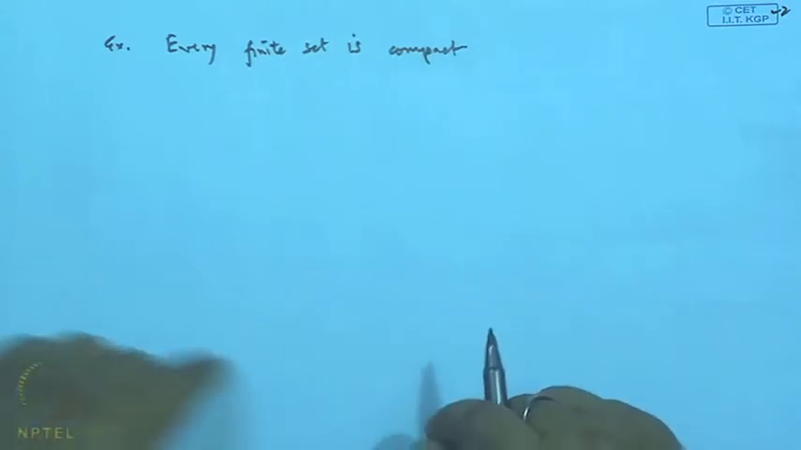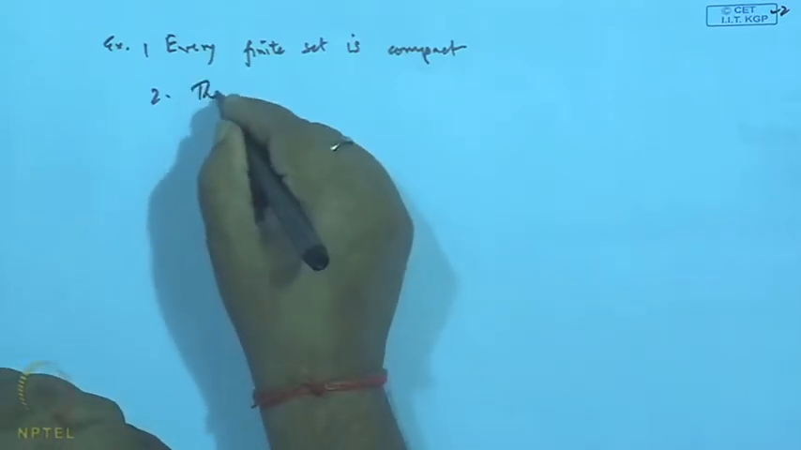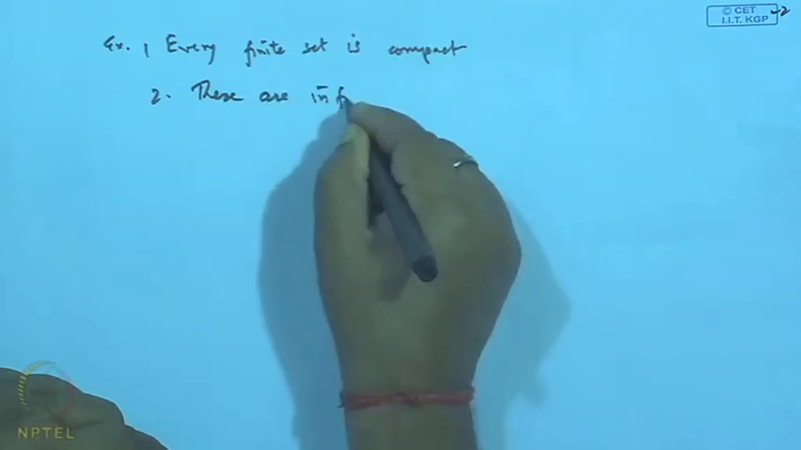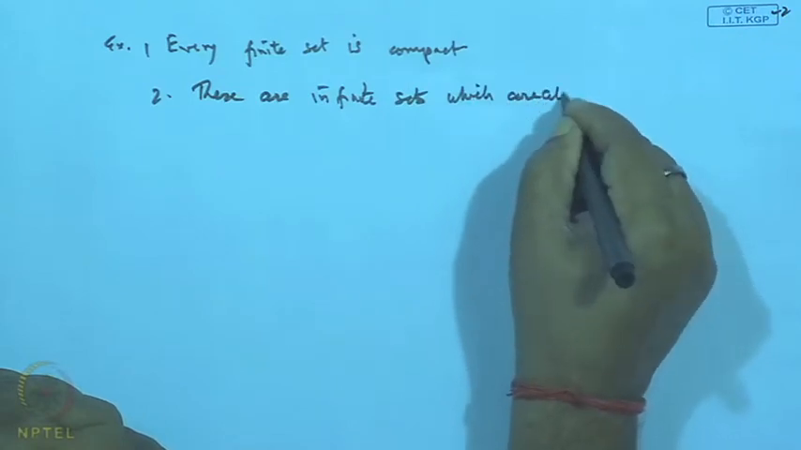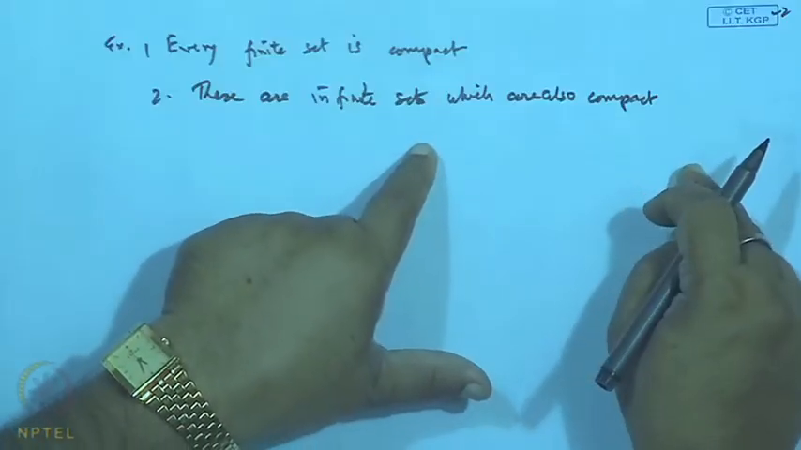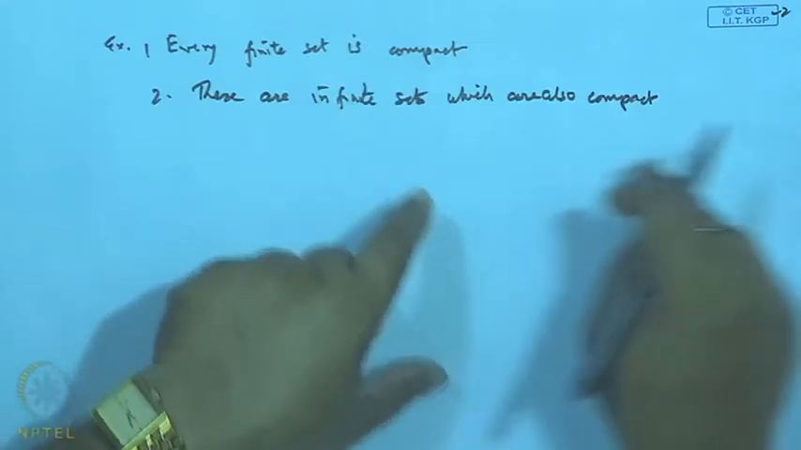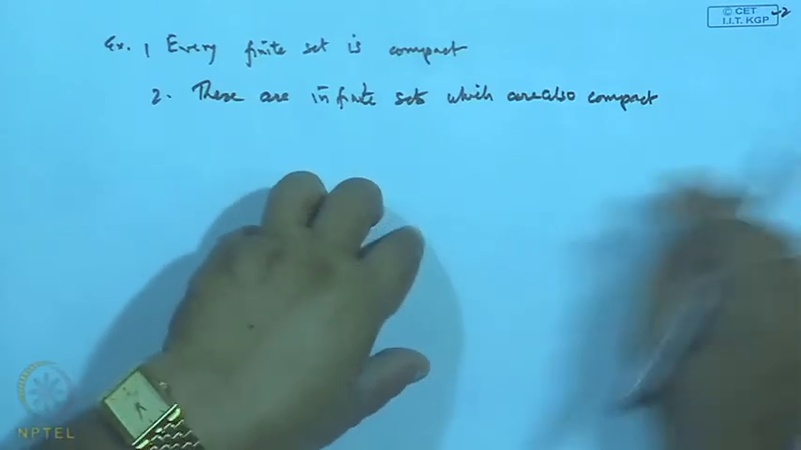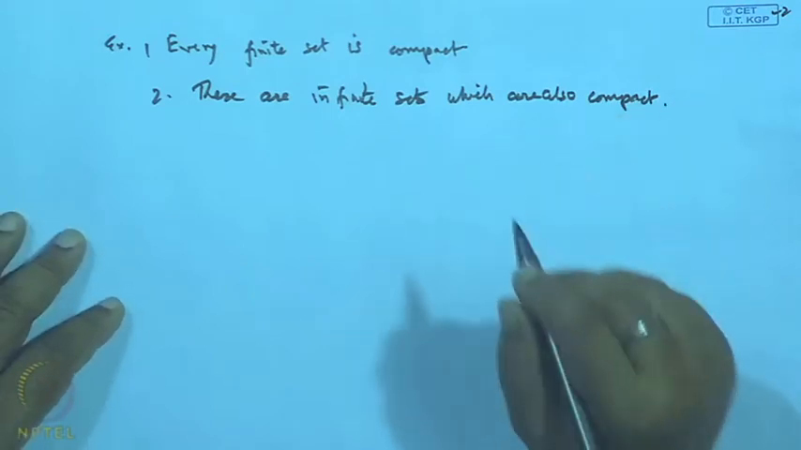There are infinite sets also which are compact. So, we will see that there are infinite sets which are also compact. Say, I take as an example the set of all real numbers in the interval [0, 1]. It is an infinite set, but it is compact, because we can choose two or three intervals such that the union will cover the whole interval [a, b]. We will see other examples for it.